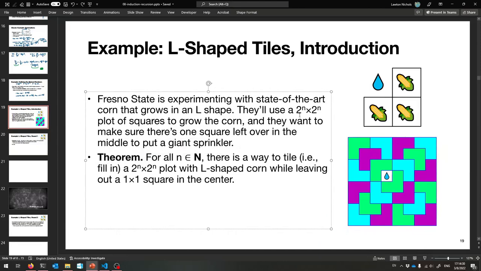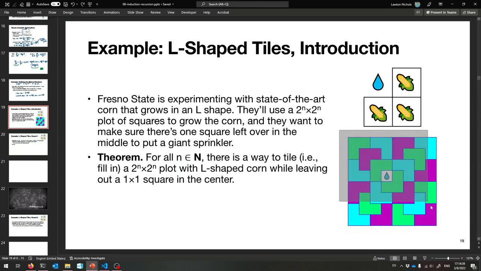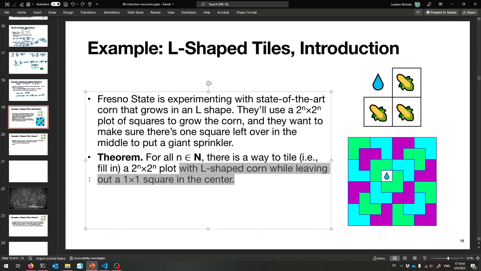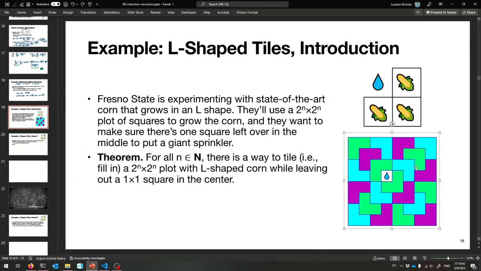For all sizes of plots, for all n in the natural numbers, there is a way to tile, that is fill in, this 2n by 2n plot with that L-shaped corn while leaving out a 1 by 1 square in the center. And here's one possible tiling to show you that it is possible for 8 by 8. Okay? Does this make sense? That is the problem statement. This is 2, 4, 6, 8, 2 to the 4 by 2 to the 4.